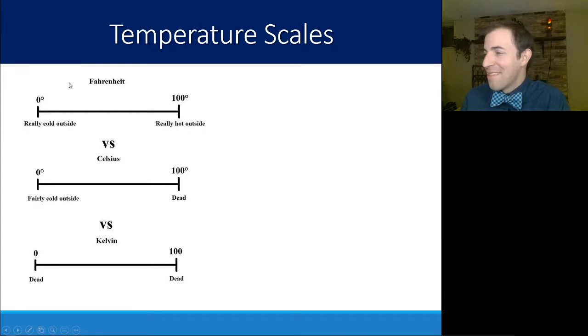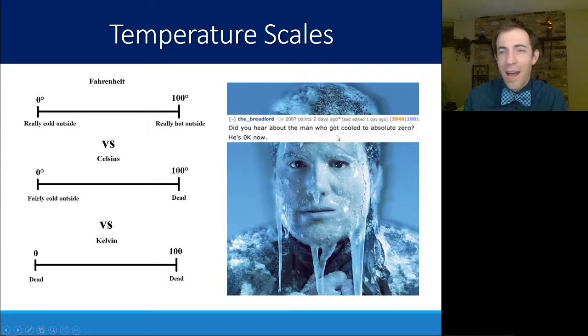A couple memes that I enjoy here, looking at temperature scales. Fahrenheit is really useful, talking about comfort level for humans. 0 is really cold outside, 100 is really hot outside. But Celsius would be 0 is fairly cold outside, 100 is dead. And then Kelvin, of course, is dead. 100 degrees Kelvin is still very, very cold. That's 173 below 0 for Celsius. Also, did you hear about the man who got cooled to absolute 0? He's okay now.